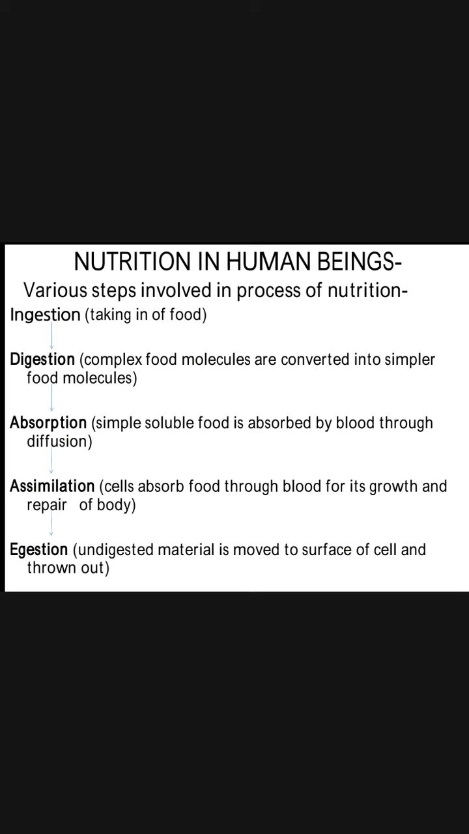See the flow chart. Here you can see the various steps that are involved in the process of nutrition. That is, first step is ingestion, next is digestion, next absorption, next is assimilation, and the last one is egestion. So ingestion, digestion, absorption, assimilation and egestion are the 5 steps that are involved in the process of nutrition.